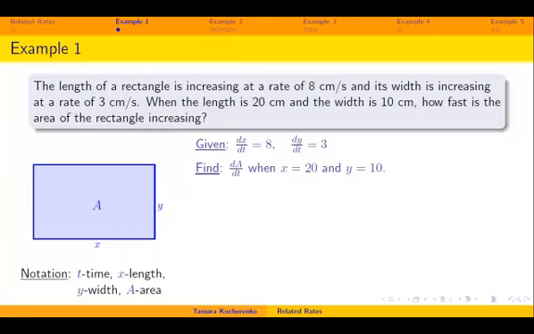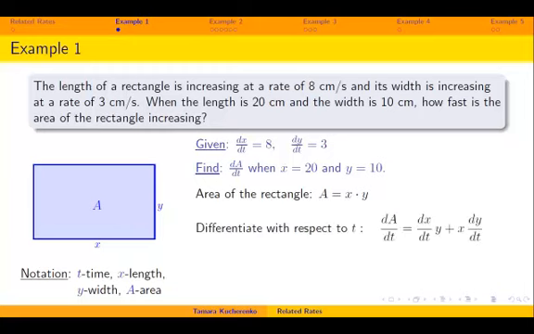To solve the problem, we need an equation relating x, y, and A. We know that the area of a rectangle is length times width. Therefore, A is x times y. To calculate the derivative of A with respect to t, we differentiate both sides of this equation with respect to t. Using the product rule, we get dA/dt equals dx/dt times y plus x times dy/dt.